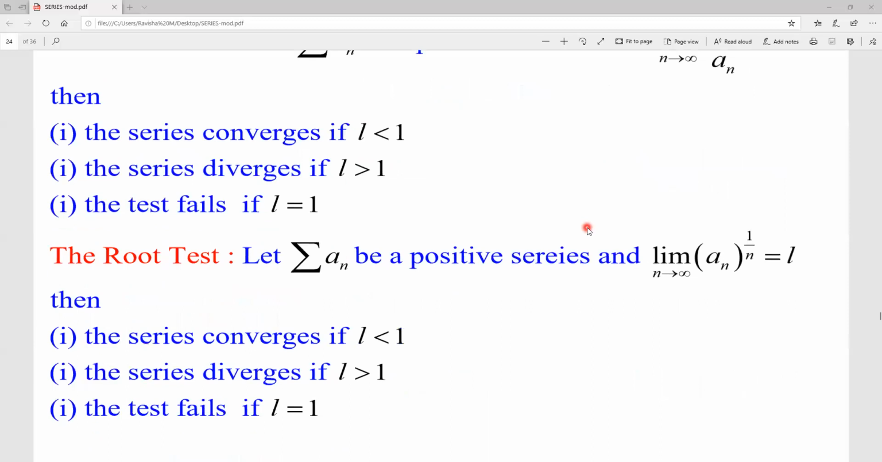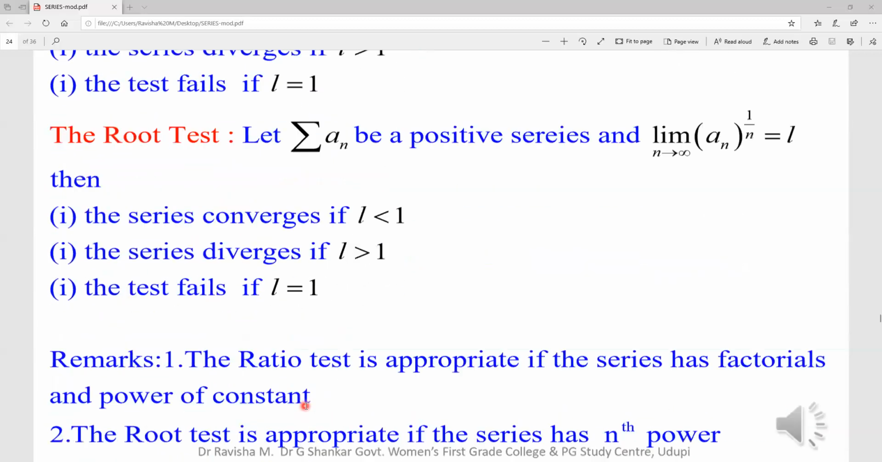So let us move to the root test. What the root test says is: let the series a_n be a positive series, and the limit as n tends to infinity of a_n to the power of 1 by n is equal to L. If L is less than 1, then the series converges. If L is greater than 1, the series diverges. If L is equal to 1, the test fails.